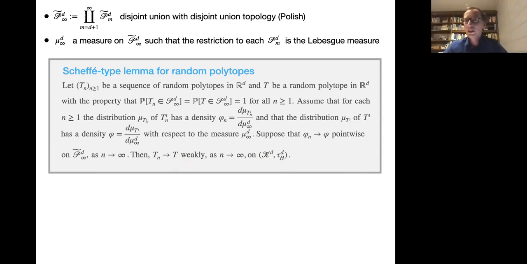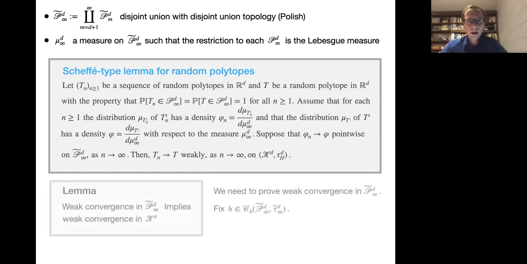So if we want to prove convergence of random polytopes, we can also try to prove pointwise convergence of densities. This is possible because on the subspace of polytopes, which is sufficiently rich for us, you have a topological structure and the structure of a measure. These are the two ingredients that we would like to bring together, and this is this Scheffé type lemma. The proof is very easy. Maybe I can show it to you.